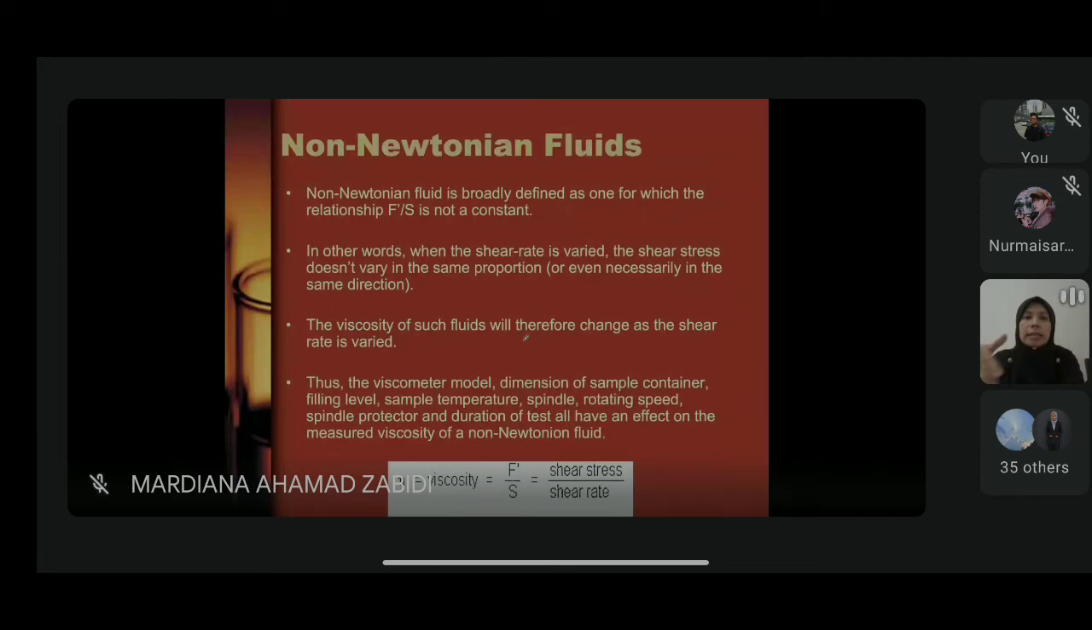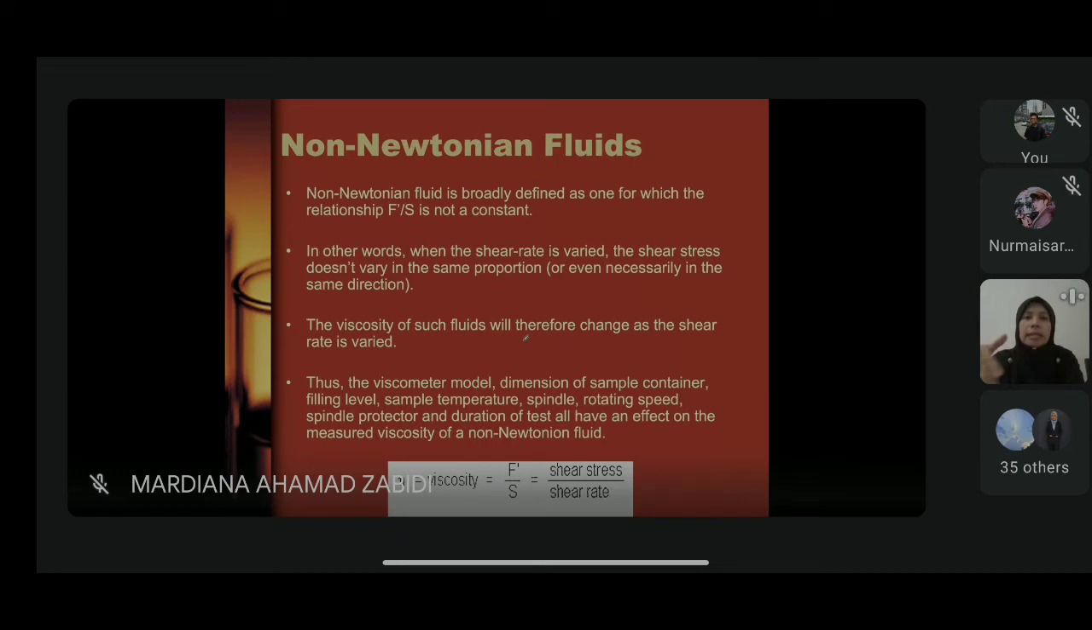So the majority of fluids fall into the category of non-Newtonian fluid. And for non-Newtonian fluid, we have several categories. The big group of fluids belong to Newtonian fluid and non-Newtonian fluid, but non-Newtonian fluid will have its own categories. For non-Newtonian fluid, we have pseudoplastic, we have plastic, we have dilatant, and then we have thixotropy as well as rheopaxy.